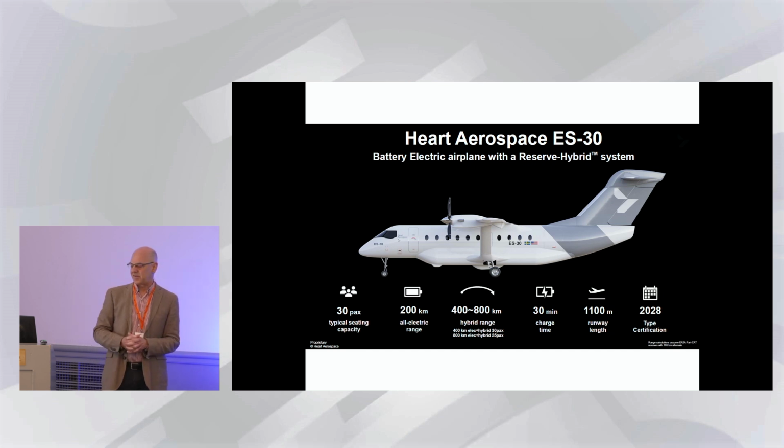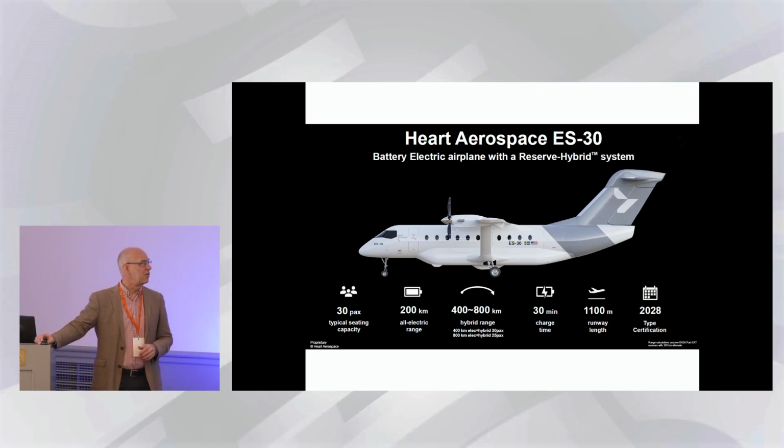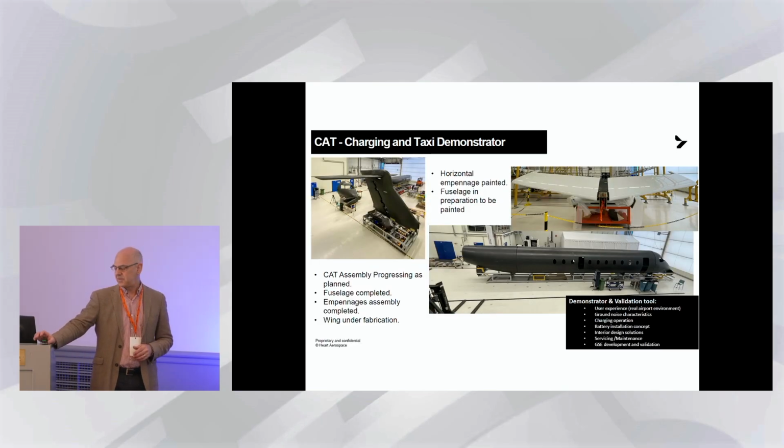We start with 30 passengers, and the all-electric range is 200 kilometers, but it's a hybrid system, so 400 to 800 kilometers is the maximum range, depending a little bit on how many passengers. We should be able to recharge in 30 minutes, and the runway should not be more than 1,100 meters. That is not very long, but not extremely short either, to cover the regional airports. And in 2028, we aim to reach type certificate for the aircraft.